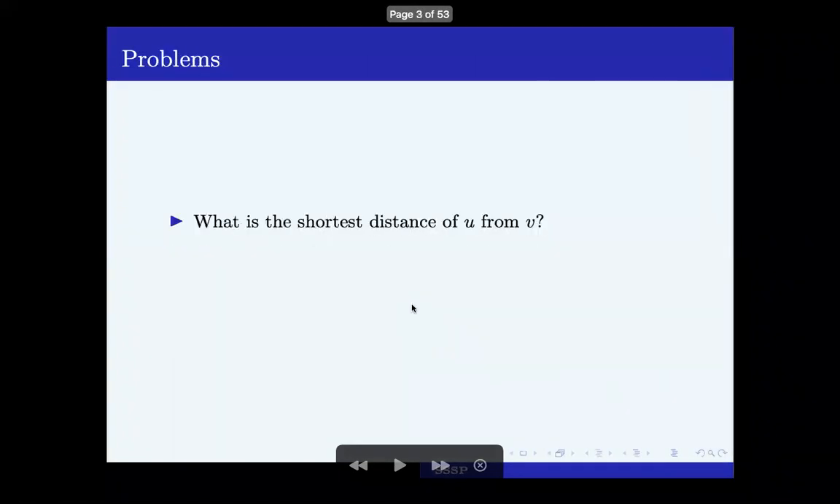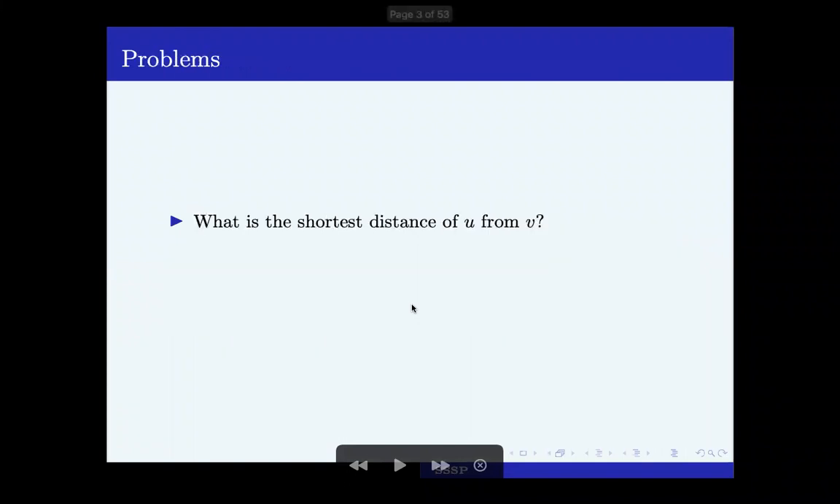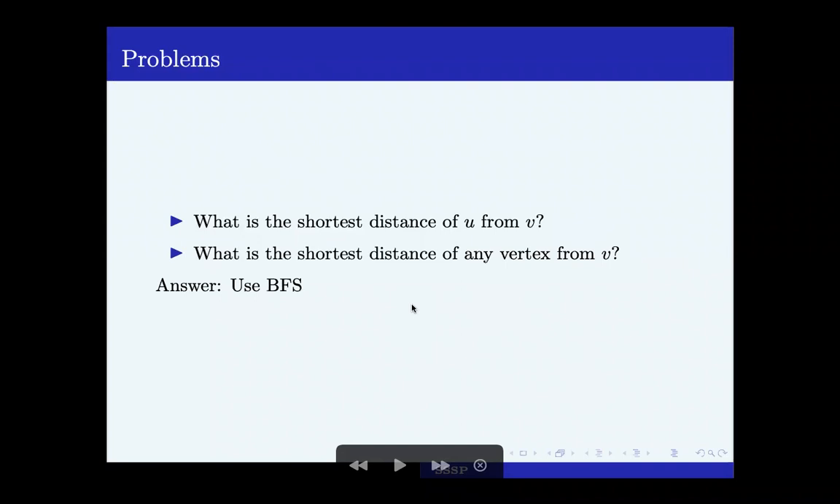We were computing the shortest distance between two vertices u and v, and the distance is the number of edges from u to v. Now, how do you compute the shortest distance between two vertices u and v? One of the simple things to do, as we discussed in the last class or the one before, is to use BFS. This gives a linear time algorithm for finding the shortest distance between two vertices.